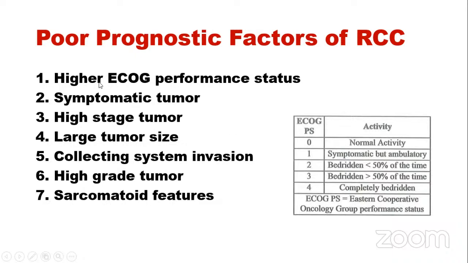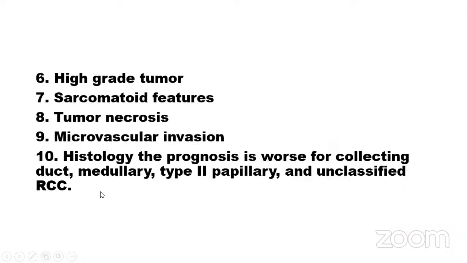These are the poor prognostic factors of RCC: higher ECOG performance status, symptomatic tumor, high stage tumor, large tumor size, collecting system invasion, high grade tumor, sarcomatoid features, tumor necrosis, microvascular invasion, and histology with worse prognosis: collecting duct, medullary, type 2 papillary, and unclassified.